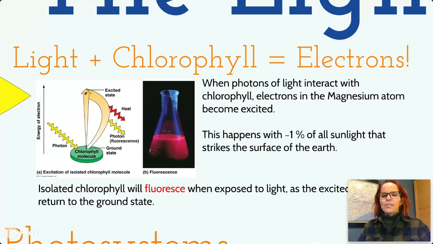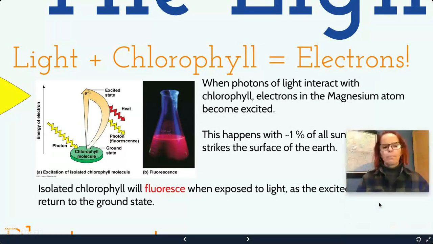Okay, so it says when photons of light interact with chlorophyll, the electrons in the magnesium atom become excited. This happens with 1% of all sunlight that strikes the surface of the earth. Isolated chlorophyll will fluoresce when exposed to light as the excited electrons return back to their ground state.